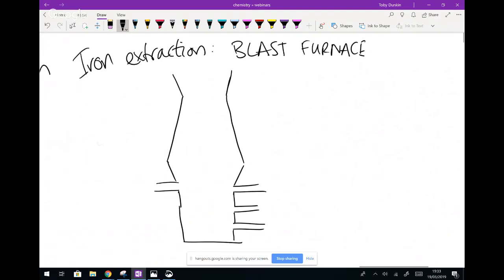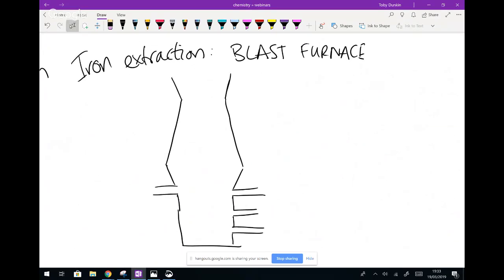Now, here's what they do in this structure. So the first thing is, we have these here at the top, which are air inlets. This here, they pump in air.